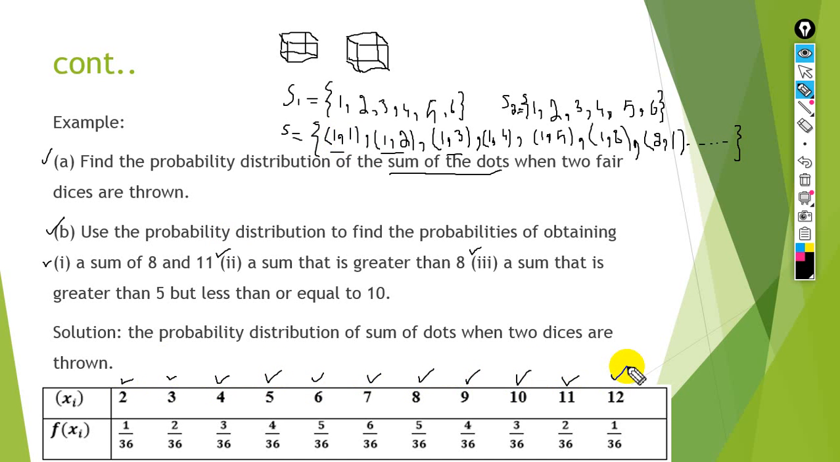So the last value is 12. Why? Because at the last we will have 6, 6. So 6 plus 6 is equal to what? 12. We don't have more points than this in a dice. It is from 1 to 6, so 6 plus 6 is 12. It does not go beyond 12. Now it says to make a probability distribution table.